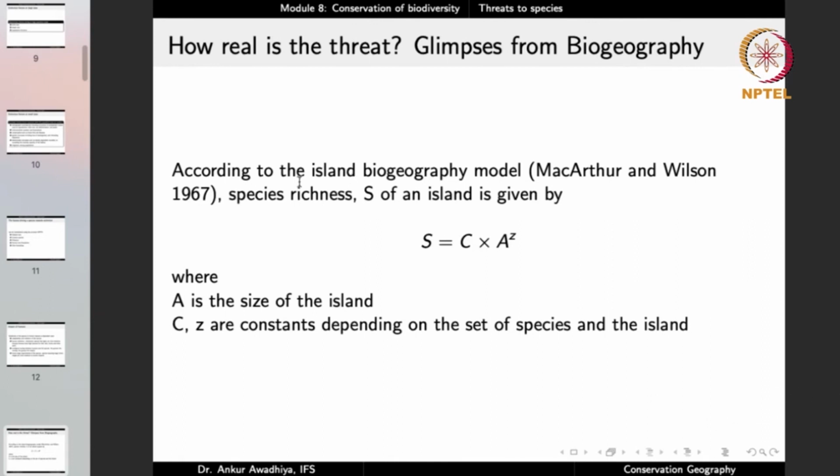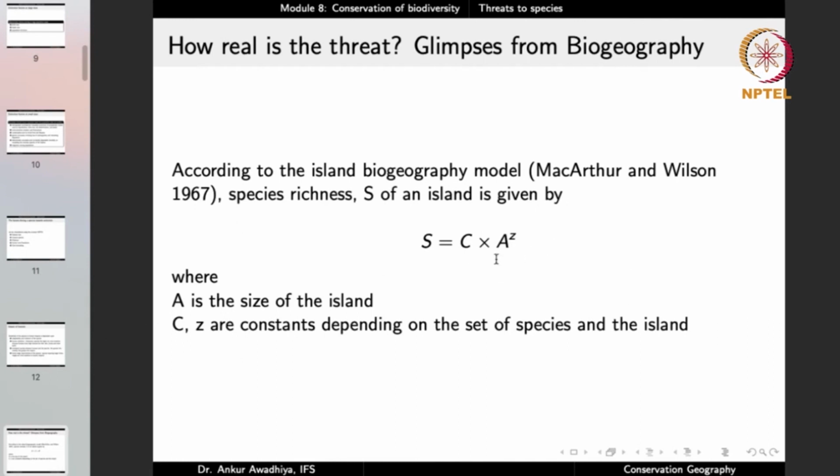Now, according to the island biogeography model, the species richness of an island is given by S = C × A^Z, where S is the species richness, that is how many species are there in this area, or the amount of biodiversity of the island. It is equal to C, which is a constant, times A, which is the size of the island, to the power of Z, where Z is another constant.